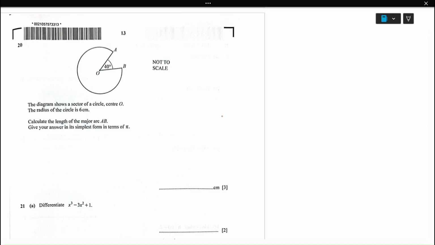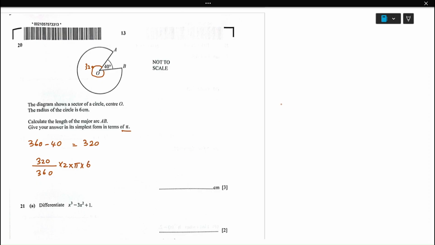Next, question 20. The diagram shows a sector of a circle, center O. The radius of the circle is given. Calculate the length of the major arc. So for the major arc, we need to find the major angle first. The total angle is 360, so 360 minus 40 is equal to 320. The major angle we got is 320. Now we can go for the arc length AB. We need to find it in terms of pi. So the arc length formula is theta over 360 into 2 into pi into r. r is going to be the radius, which is 6.